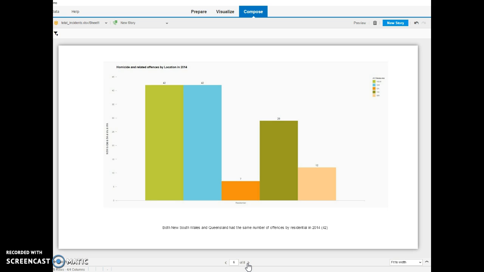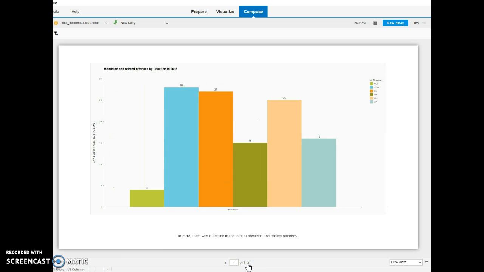Both New South Wales and Queensland have the same number of offences by residential in 2014, while there were no published data for Tasmania, Northern Territory and Australian Capital Territory. Similarly, in 2015, only the Australian Capital Territory showed a figure of offences.